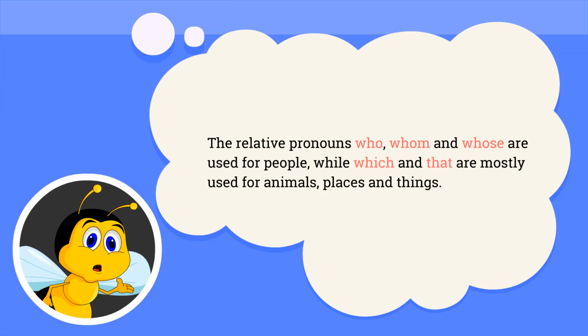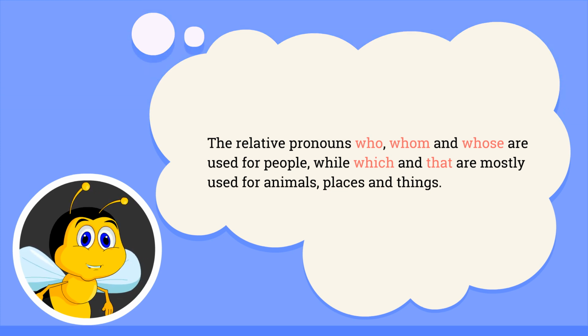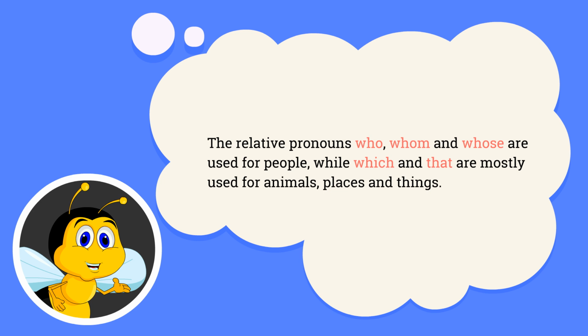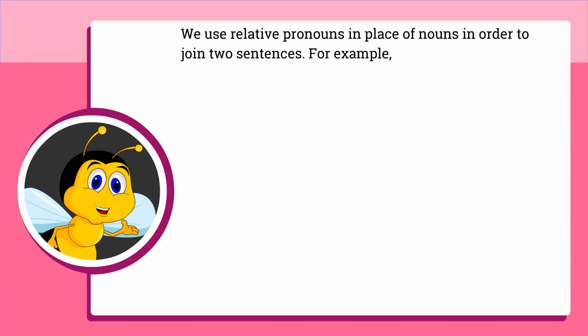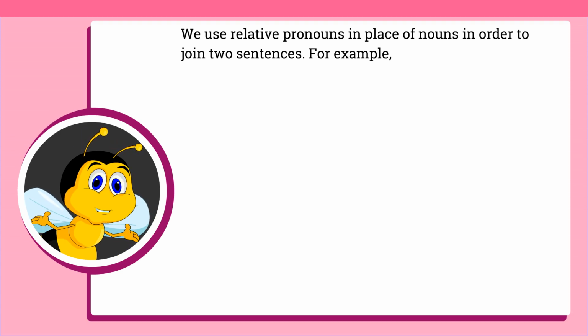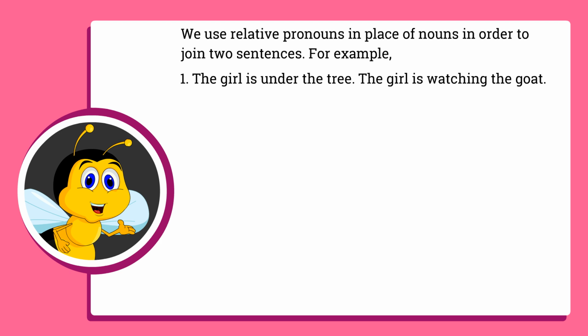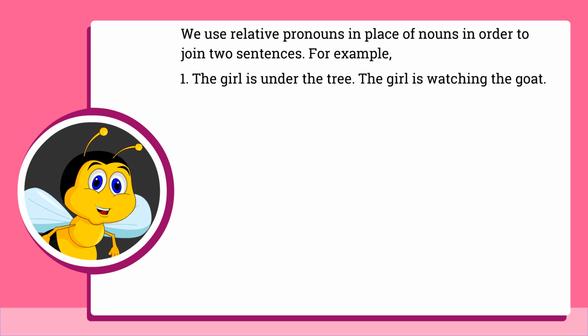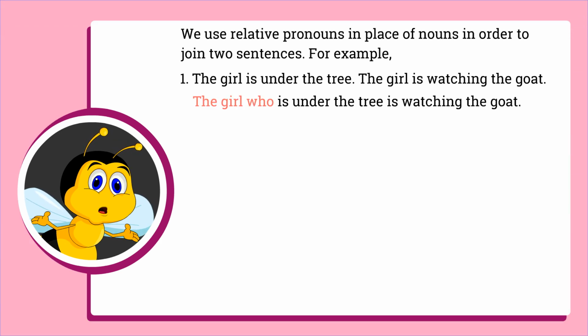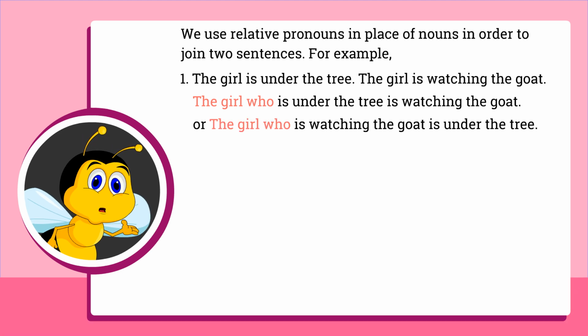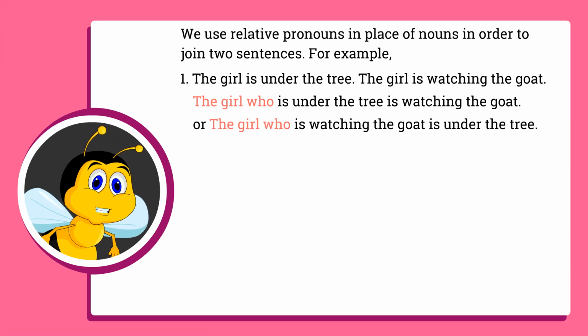The relative pronouns who, whom and whose are used for people, while which and that are mostly used for animals, places and things. We use relative pronouns in place of nouns in order to join two sentences. For example, the girl is under the tree. The girl is watching the goat. The girl who is under the tree is watching the goat. Or the girl who is watching the goat is under the tree.